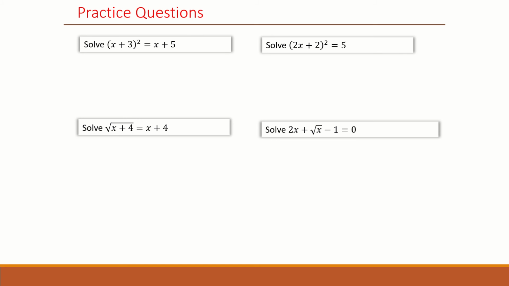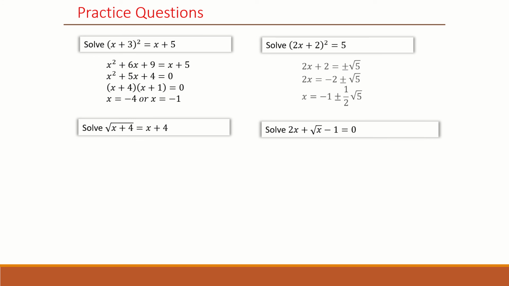Okay, so first question on the top left, you should have got x equals minus 4 and x equals minus 1. Expand the brackets and move everything to one side as it equals 0. Factorize them into two brackets and you should get the answers. The top right question is the same as the question on the last slide. You should get minus 1 plus or minus a half root 5.